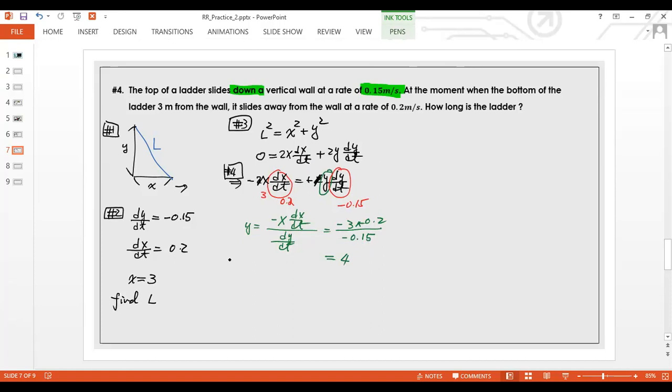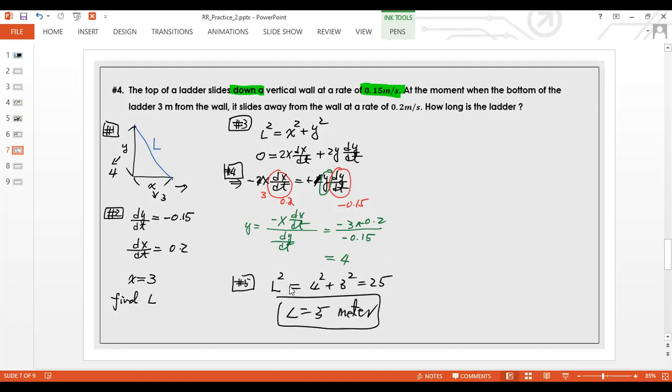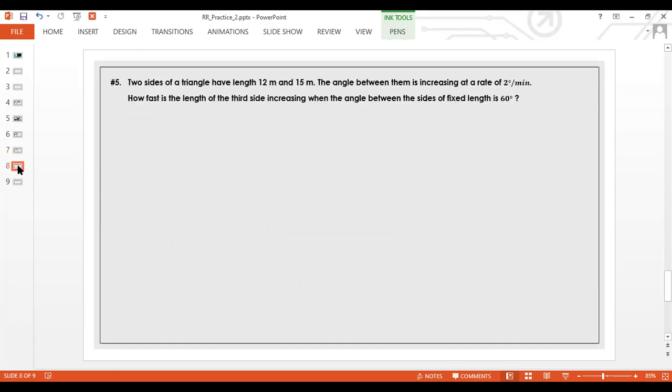Plug that in. So last step here. Because now you get y equal to 4, x equal to 3, I can use the Pythagorean theorem. 4 squared plus 3 squared is 25. So the ladder is what? The ladder is 5 meters, right? Okay, so that will be our answer here. Okay. All right, so the next one.